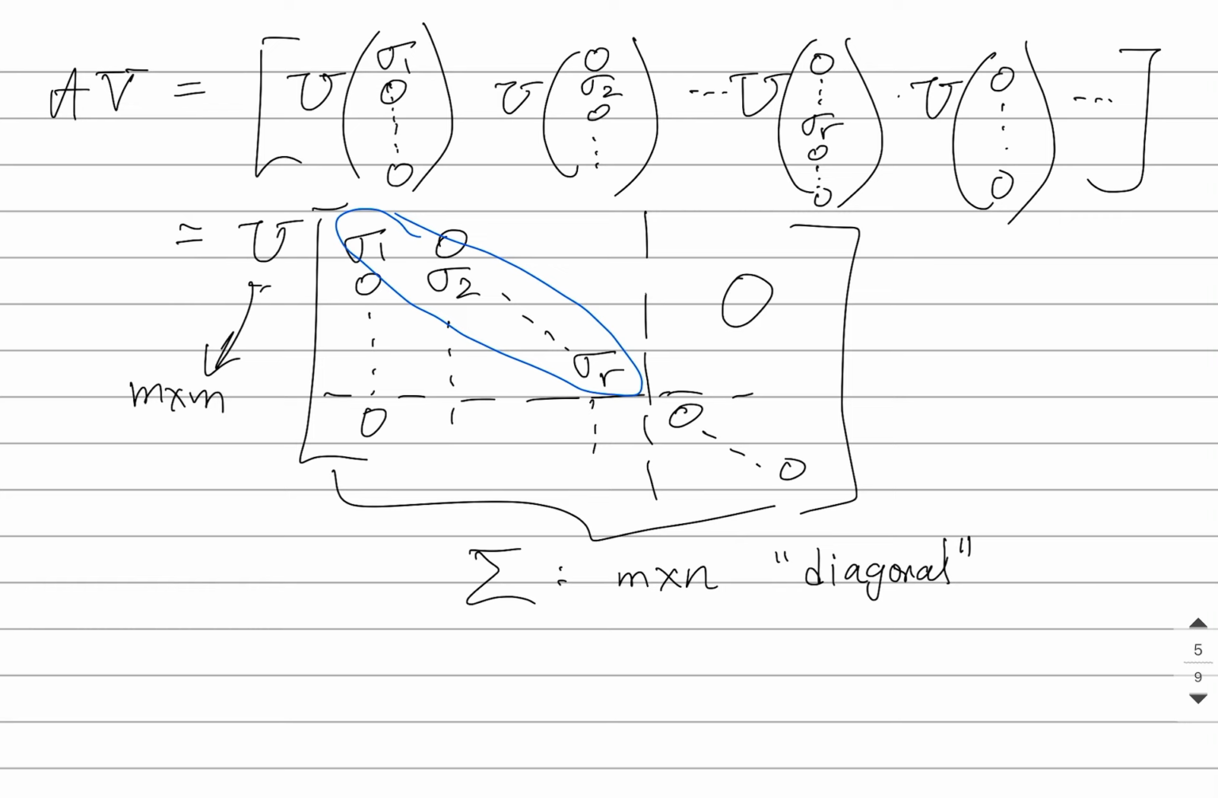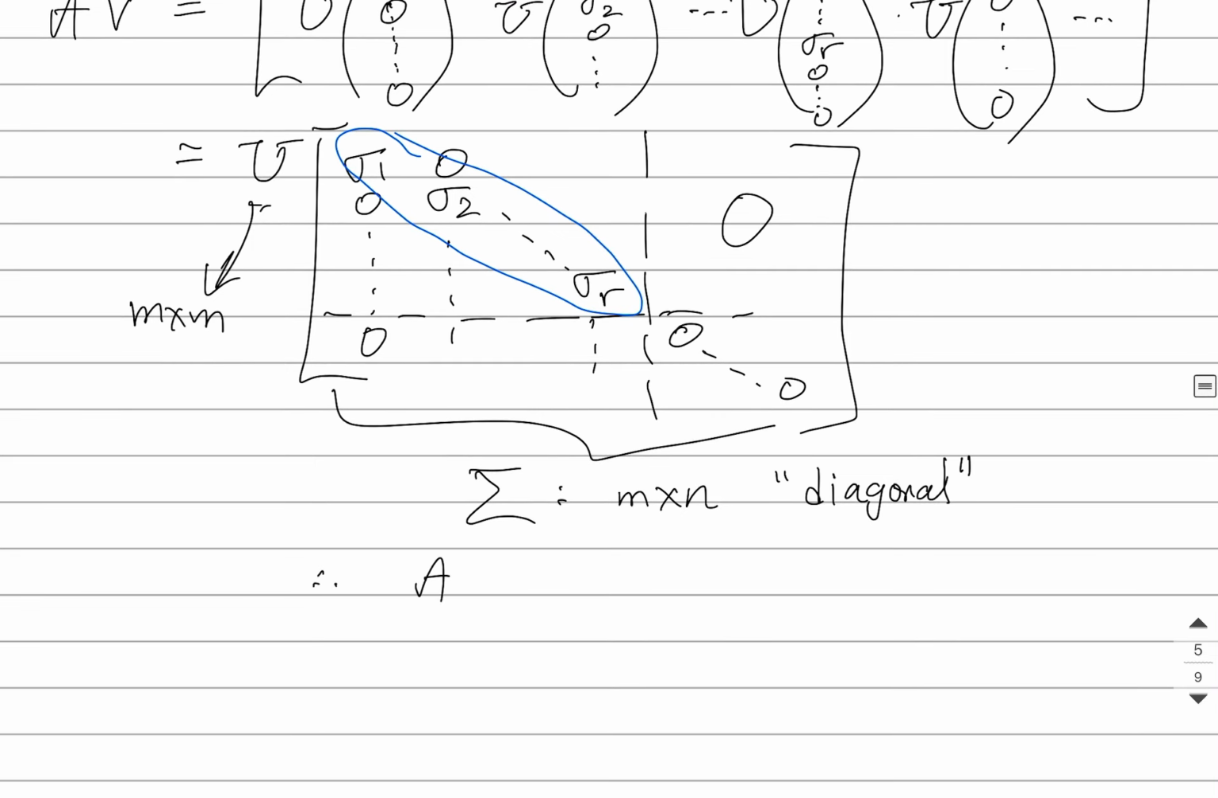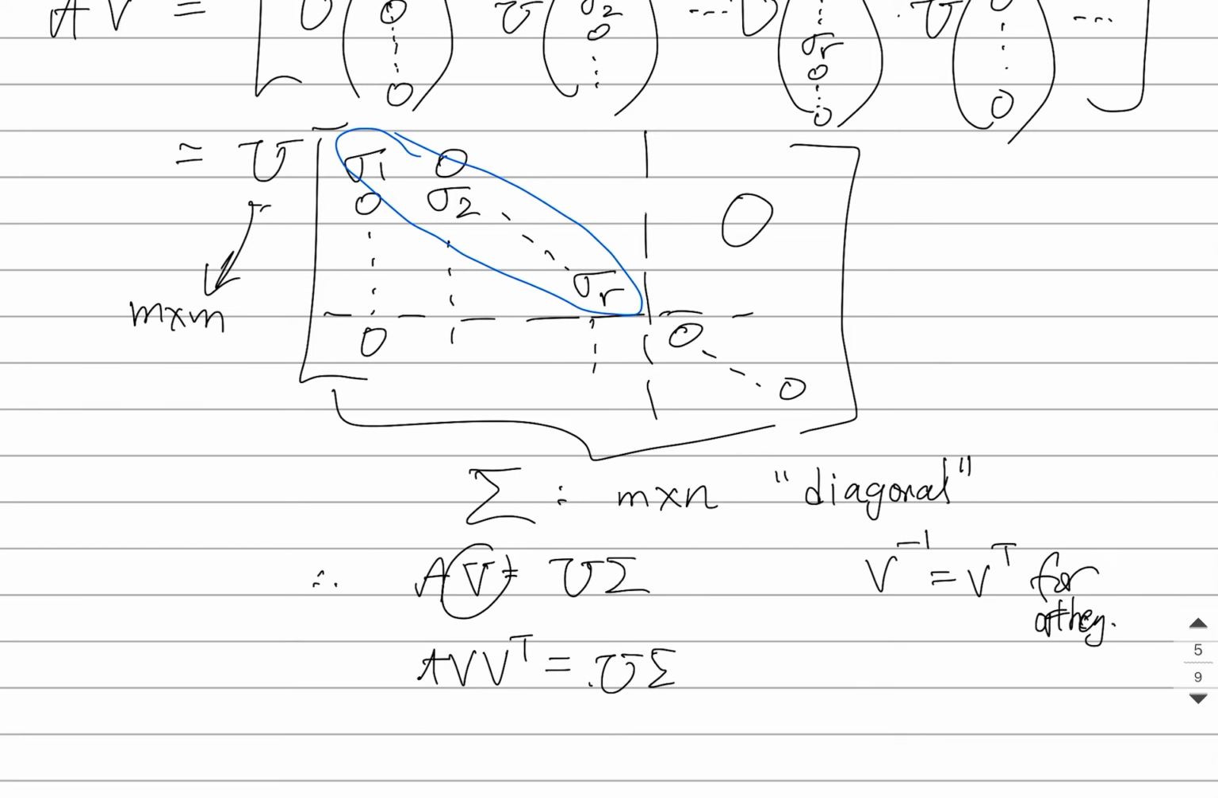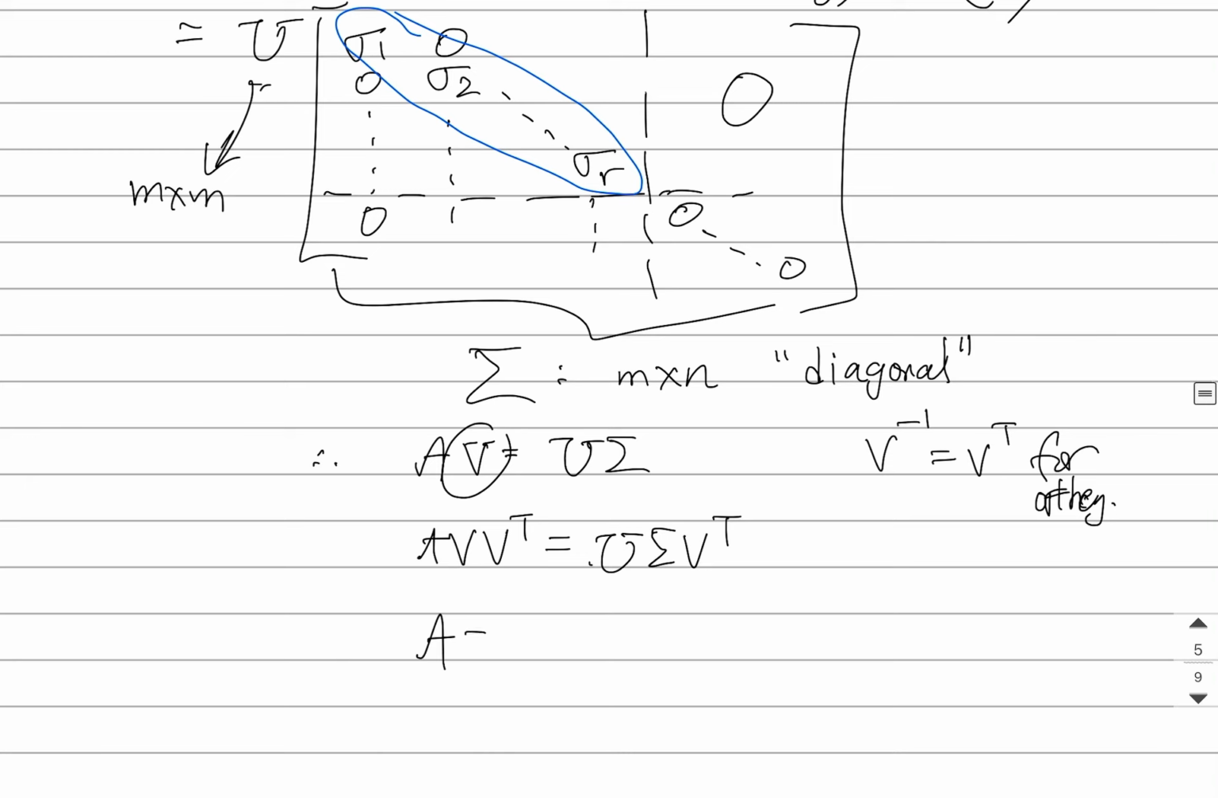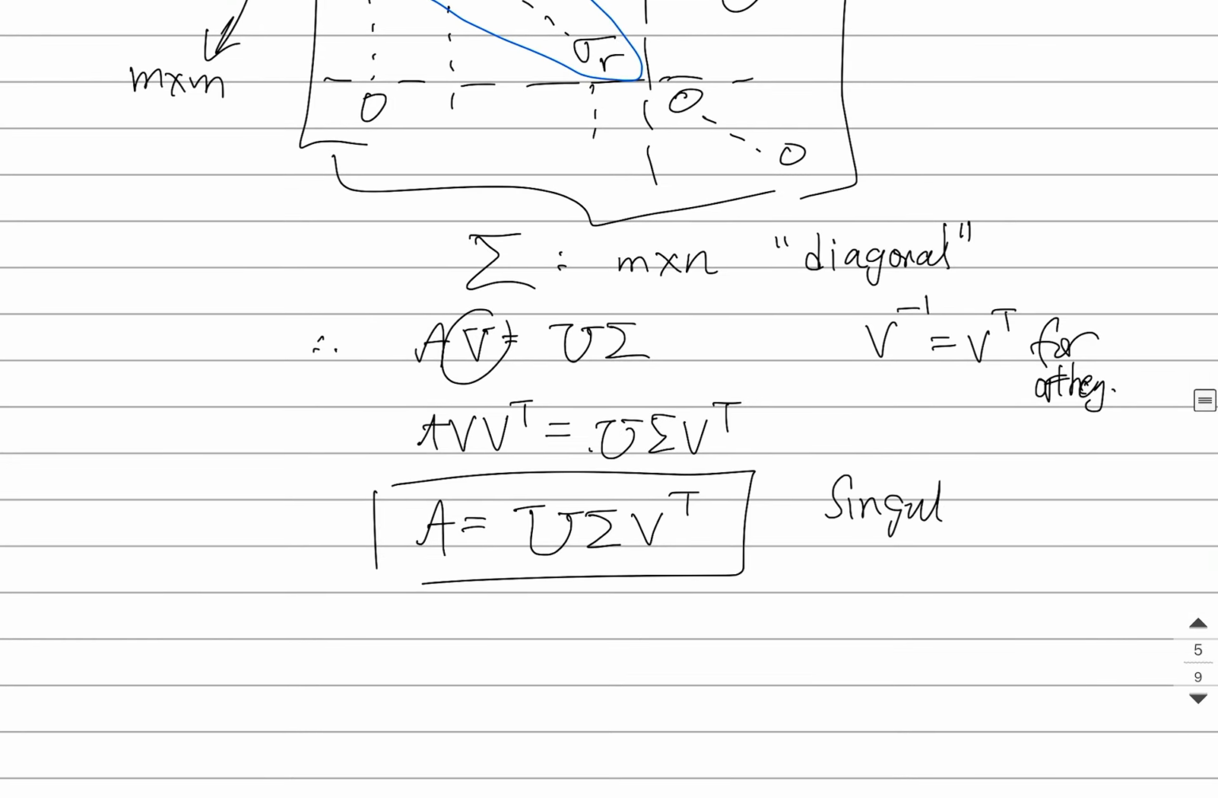And what this lets me do is come up with the following. AV is equal to this U sigma. And because V is orthogonal, I can multiply it on the right with its transpose, because the inverse is that for an orthogonal matrix. And what I'll end up with is the following result. For any matrix A, I will have this. And this is something called the singular value decomposition.